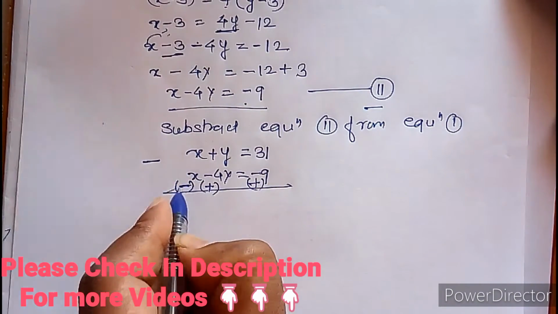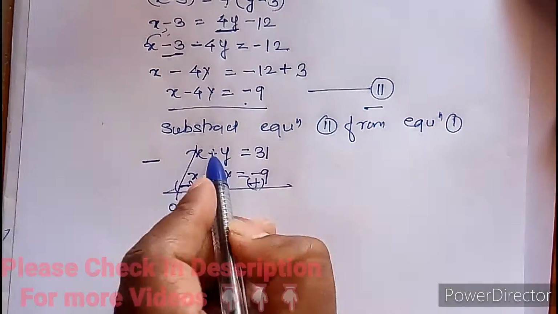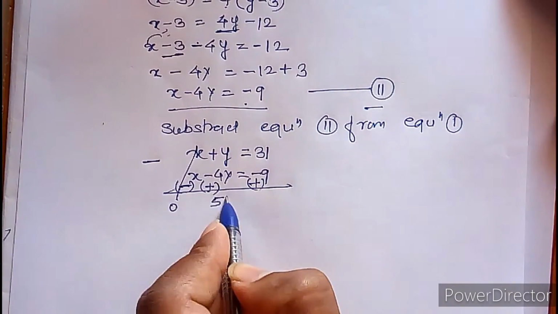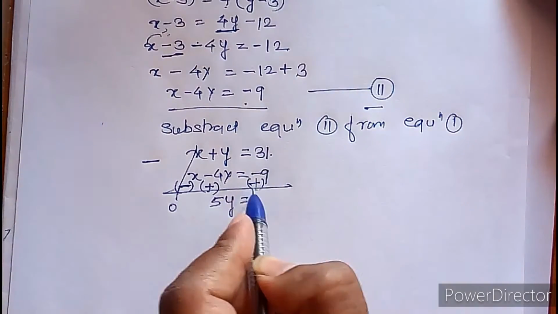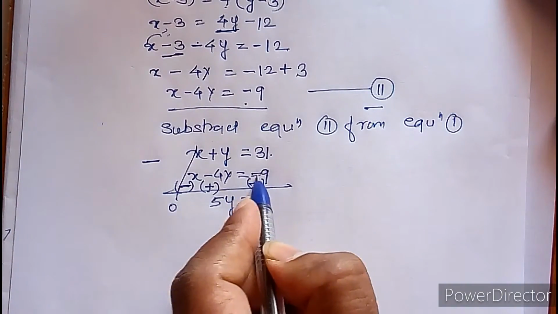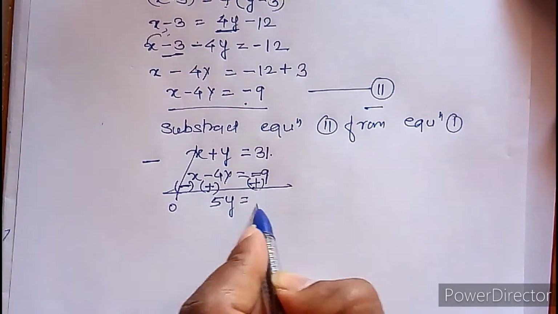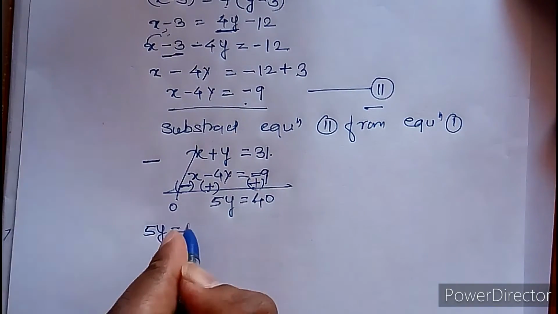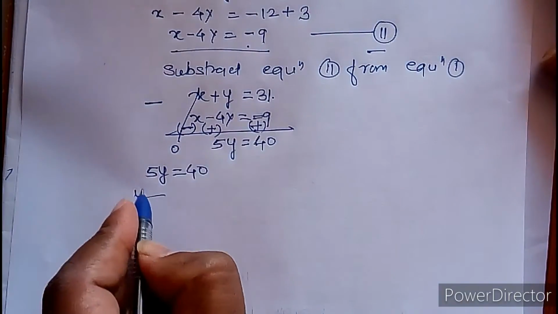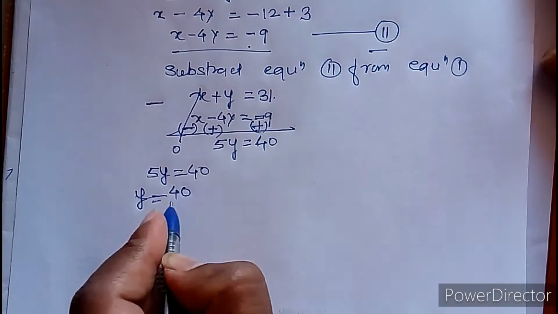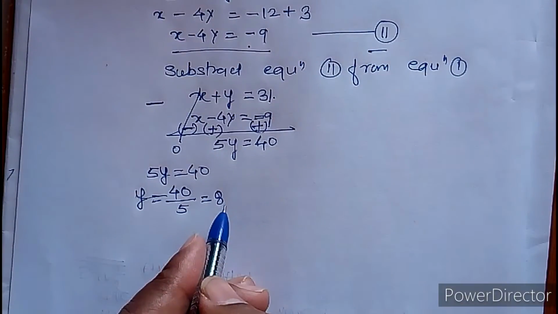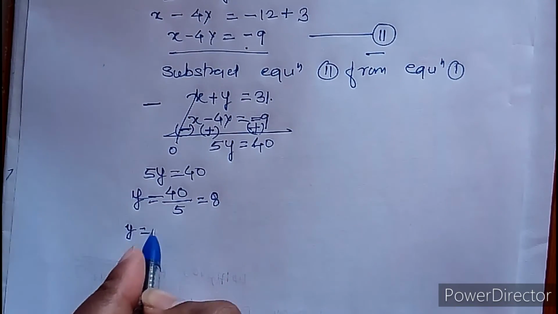Now x minus x equals 0. Then y plus 4y, that is 5y, equals 31 plus 9. Neglect the minus sign. 31 plus 9 is 40. We get 5y equals 40. Therefore y equals 40 by 5, which is 8. We get the value of y equals 8.